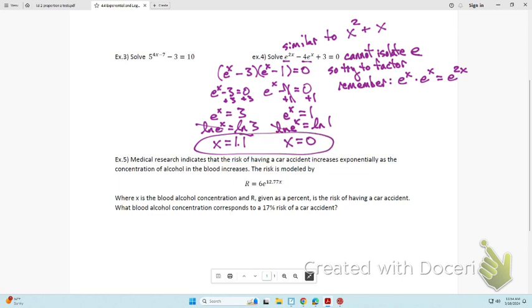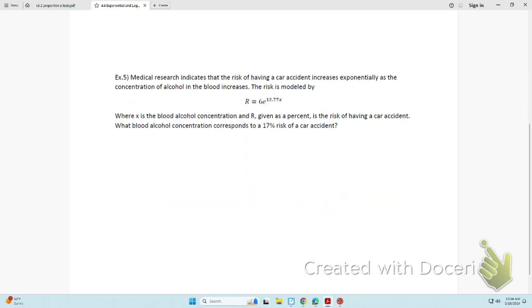All right, last problem is a word problem. And 2 things. First of all, 17 is your R. Also, it is a percent. Do not move the decimal. When they word it that way, they're saying don't move the decimal. R represents a percent. So we plug in 17, and you solve just like, I think it was number 2.